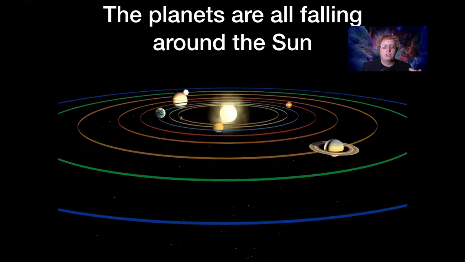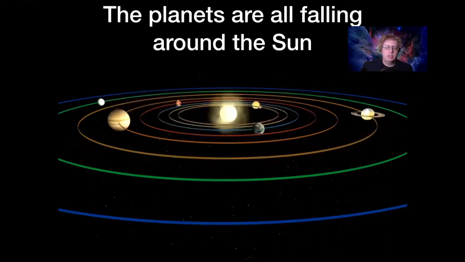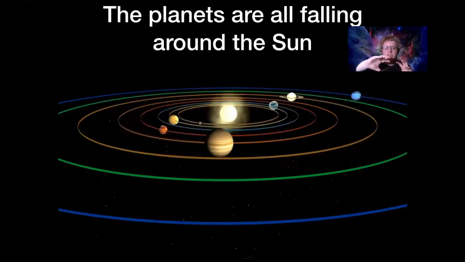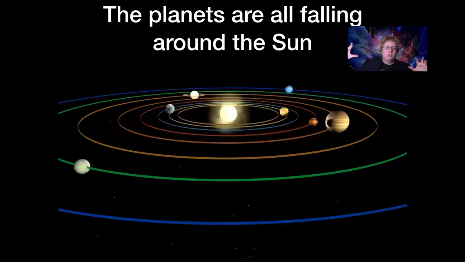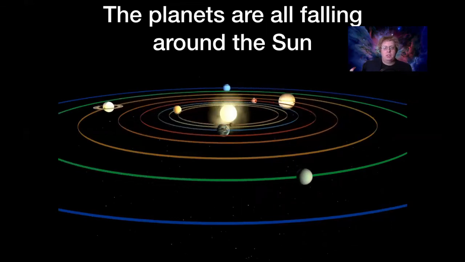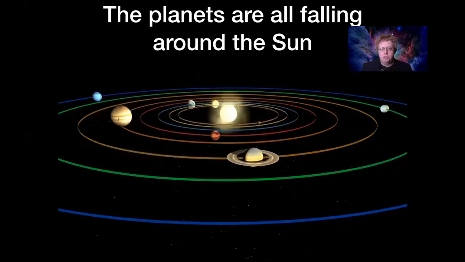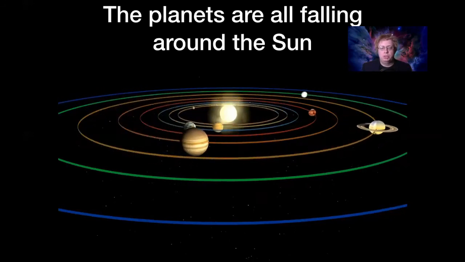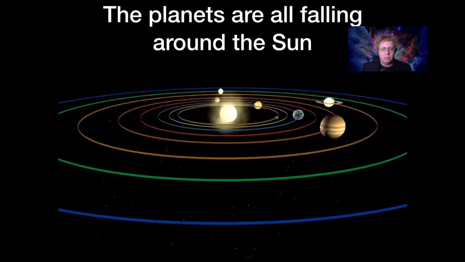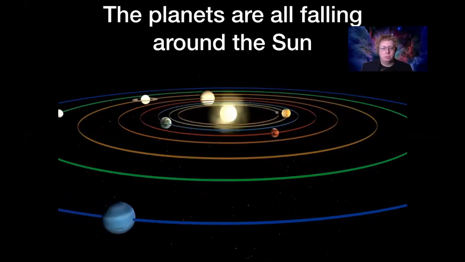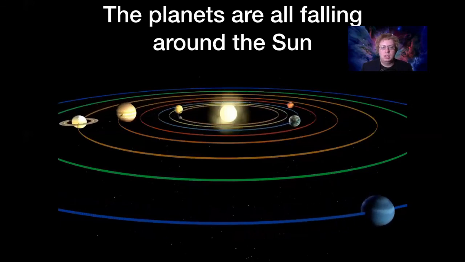They're essentially all falling, and the closer they get to the sun, the more gravity they feel. The farther away they get, the less gravity they feel, and that explains the shapes of their orbits. And this revolution has allowed us to predict the motions of the planets to extremely high precision, essentially making it possible to perfectly predict where the planets are going to be at any given time.